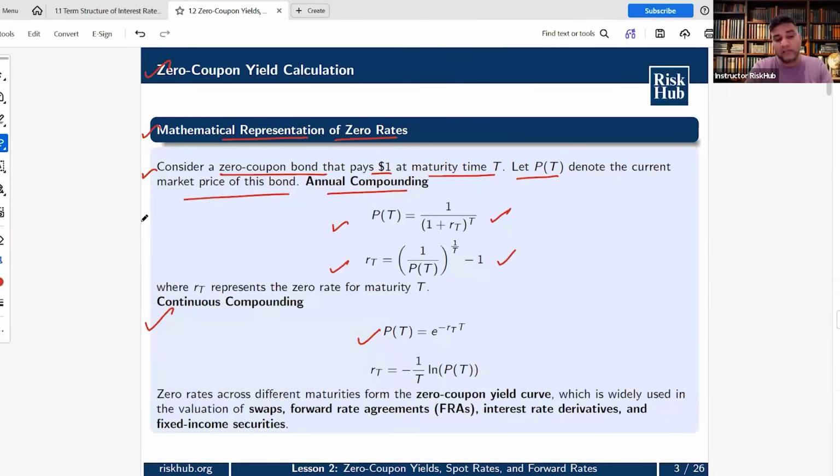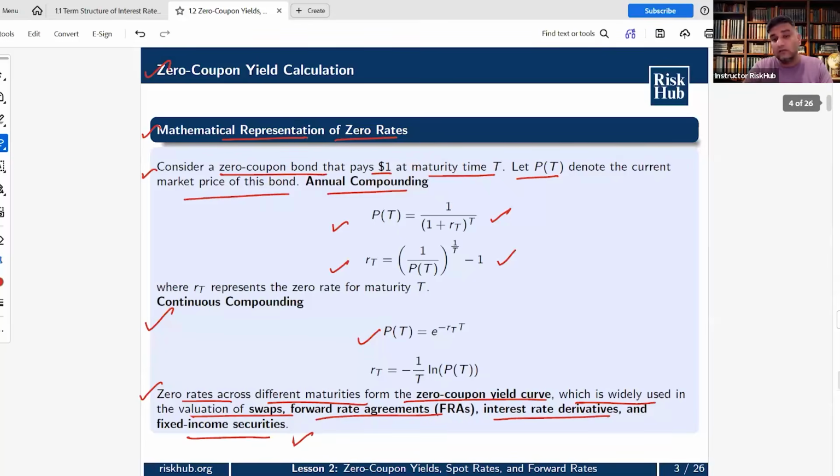Which rate is used? This is the bootstrapping output. Discount factor comes from market prices. Zero rate comes from discount factor. Every swap and bond valuation uses them. So zero rate across different maturities forms the zero coupon yield curve, which is widely used in the valuation of swaps, forward rate agreements, interest rate derivatives, and fixed income securities. So that is very, very important.